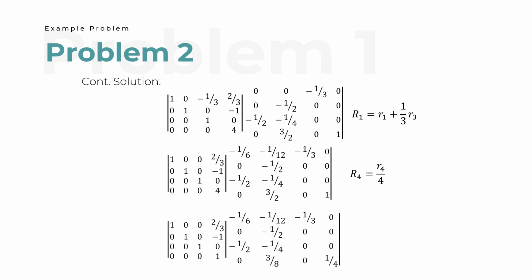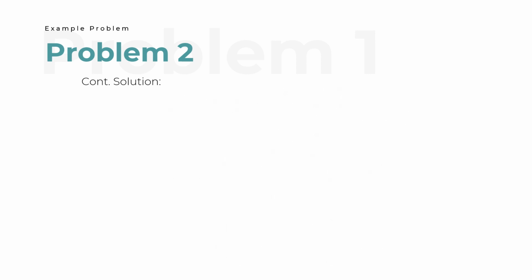We have now the identity matrix for the fourth column. And continuation of elimination, we can now proceed on eliminating the first and second element of the fourth column by having the equation of row 1 is equal to R1 minus 2/3 multiplied by R4, and row 2 is equal to R2 plus R4. And now we have continuation of the solution.